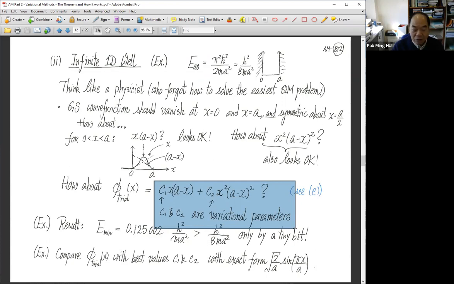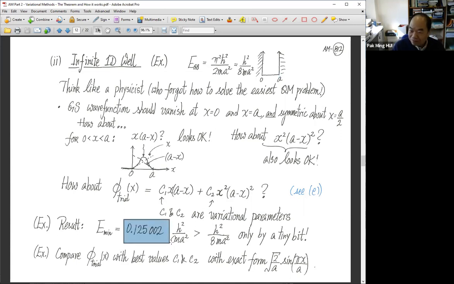And now we have C1, C2 that can be used as variational parameters. So for this, you can take this, use the Hamiltonian, you have the kinetic energy term, minus h bar squared over 2m second derivative, okay? So you can do that within the well using this trial wave function, and then use C1, C2 as the variational parameters, and then you can try to minimize the energy. I tell you the end result.